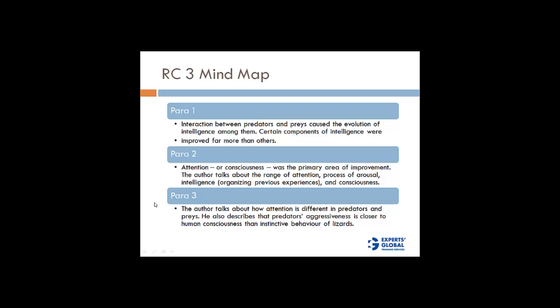Second paragraph gives example. Talks more about attention or consciousness. That is one area that the author believes has most benefited from this interaction between predators and prey. So attention or consciousness was the primary area of improvement. The author talks about a range of attention, process of arousal, intelligence. Basically he defines intelligence as being able to learn from previous experiences, organize previous experiences. So intelligence is organizing previous experiences, and he also talks about consciousness. That is what he covers in the second paragraph.